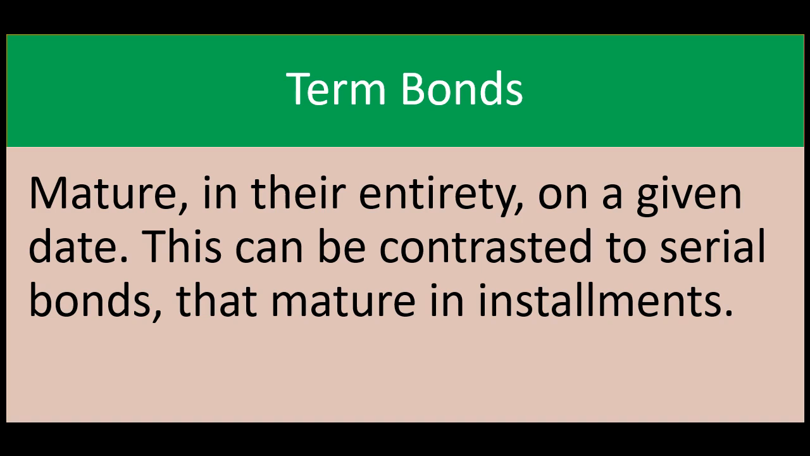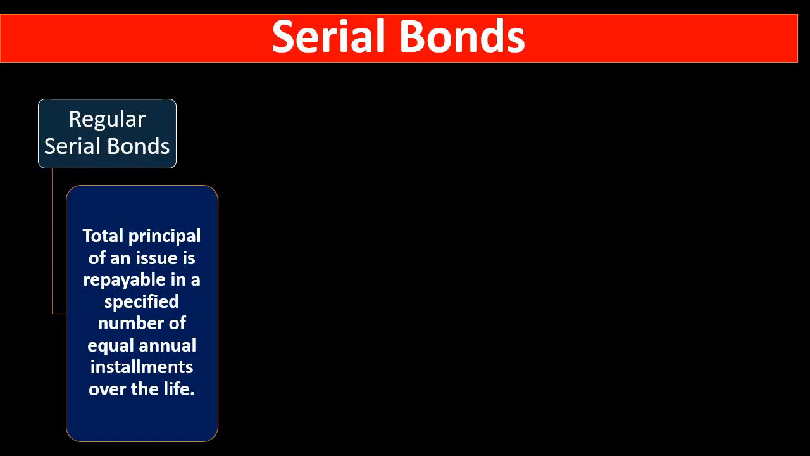Term bonds mature in their entirety on a given date. This can be contrasted to serial bonds that mature in installments. So the term bonds, we're going to have the bond, they're going to mature at the end of the bond, that will be it. And therefore, term bonds are fairly straightforward, fairly easy to think about. We can compare and contrast them to the serial bonds, which are going to be a bit more complex, and we can break the serial bonds into different categories.